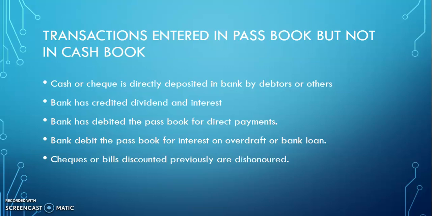Some items are entered in passbook but not entered in our cash book. The first one is cash or check directly deposited in bank by debtors or others. Then bank has credited dividend and interest. Third one, bank has debited the passbook for direct payments. Then the bank debits the passbook for interest on overdraft or bank loan, and check or bill discounted previously are dishonored.